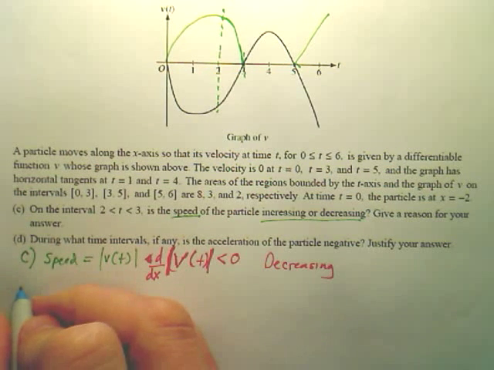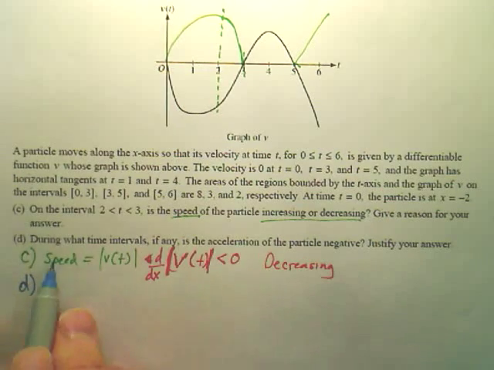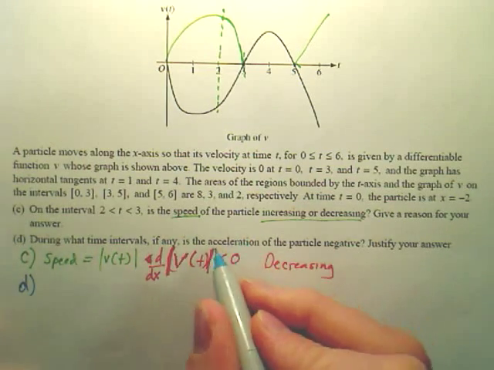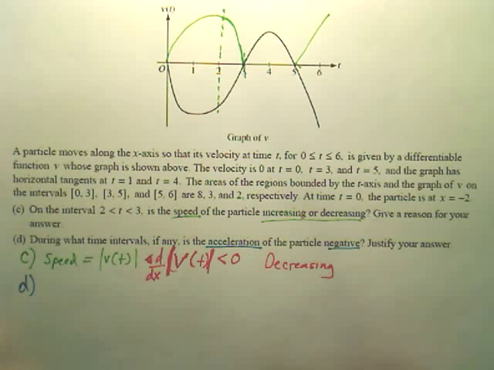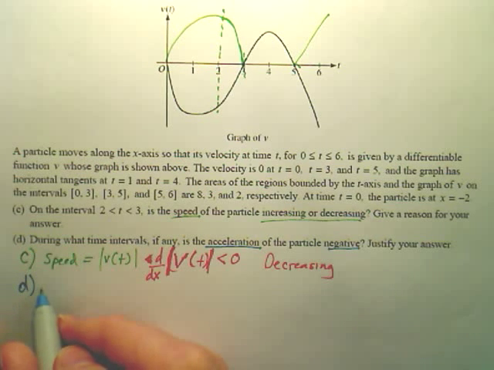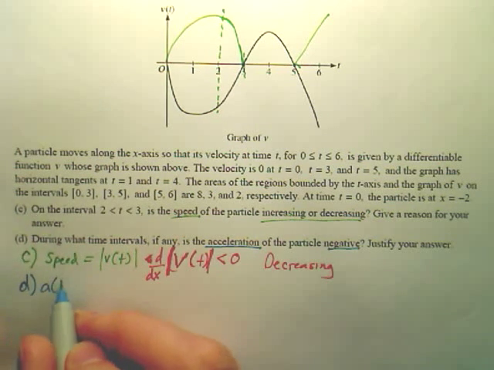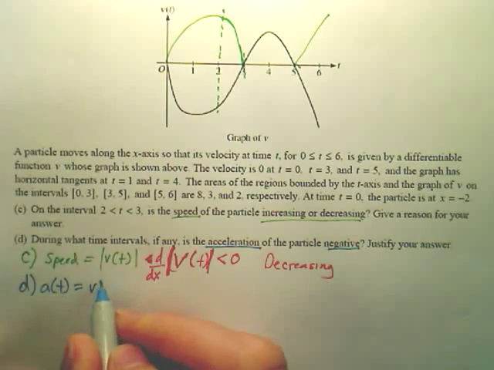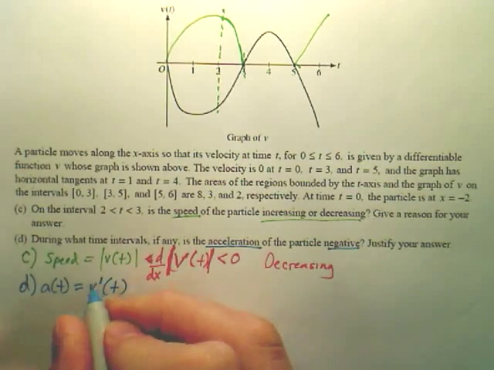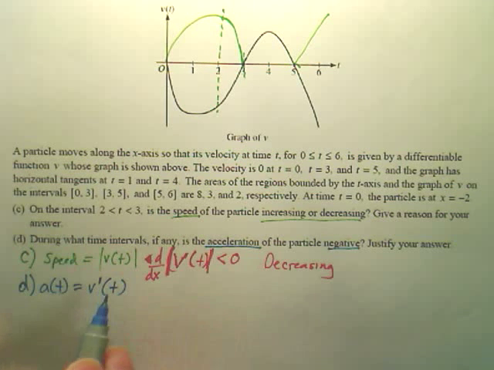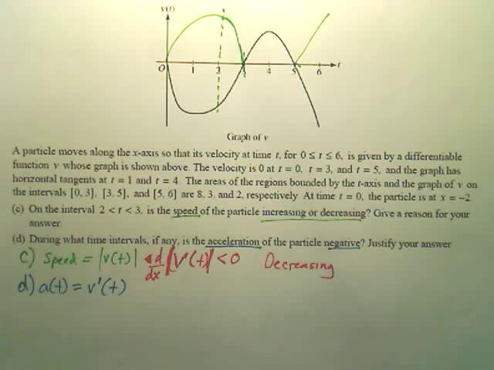Letter D. During the time interval, is the acceleration negative? Justify your answer. So if I want acceleration being negative, you first have to understand that acceleration is equal to the derivative of velocity. Now that is not an absolute value of velocity because we're not talking about speed. So acceleration is a derivative of this.